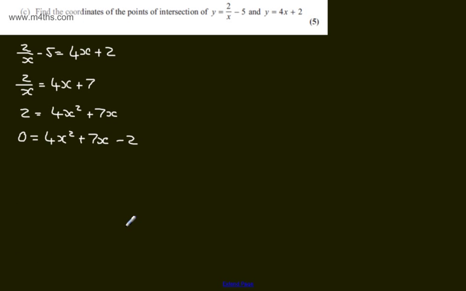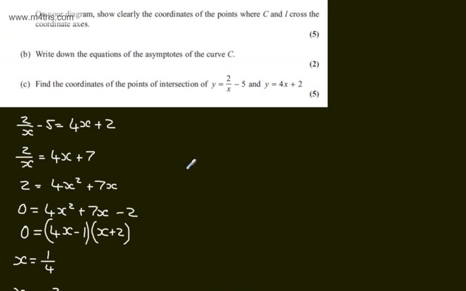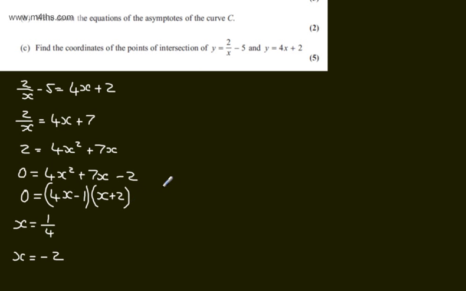We need to go ahead and factor this quadratic, and we can factor the quadratic to 4x minus 1 multiplied by x plus 2. So let's go ahead and write that in. We'll have 0, that will be equal to 4x minus 1 multiplied now by x plus 2. So let's just check: 4x squared plus 8x minus x minus 2. So we can see from this now that x will be equal to 1/4 or x will be equal to minus 2.